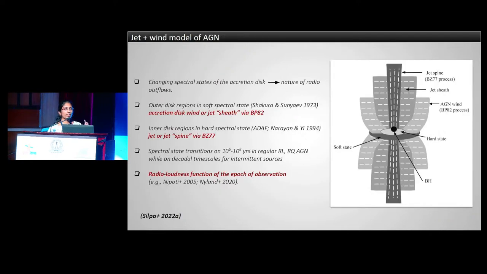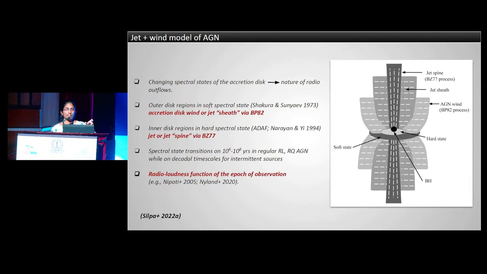So now, to put everything on a single page, we have come up with a cartoon model which demonstrates a possible connection between changing spectral states of the accretion disk and this multi-component radio outflow. So the model is the following. The outer regions of the accretion disk are in the soft spectral state, and hence the magnetic flux accumulation close to the black hole is not efficient enough for launching of powerful jets when you have a soft spectral state, as in when you have a standard thin accretion disk. So therefore, it gives rise to strong winds and suppressed jets.